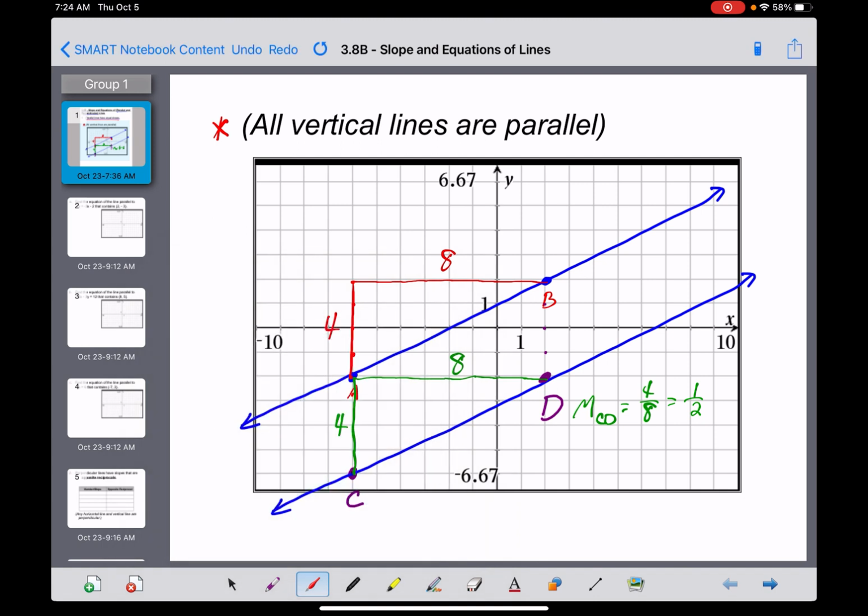And if I switch back to red now, the slope of line AB right there is this 4 over this 8, which again also simplifies to 1/2. So the point I'm trying to make here that I hope you guys see is that if these two lines are going to be parallel to each other, their slopes are going to end up exactly the same.